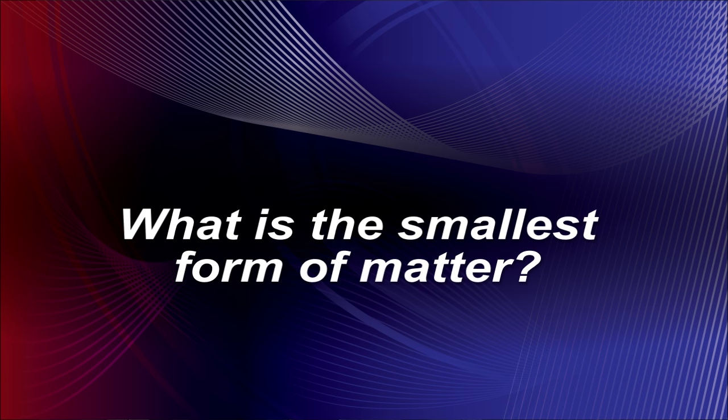All right, and for our first science question, we have, what is the smallest form of matter? Mr. Meany? Electrons. Sorry, that is incorrect. Michael? Quarks. Sorry, that is also incorrect. The answer is an atom.